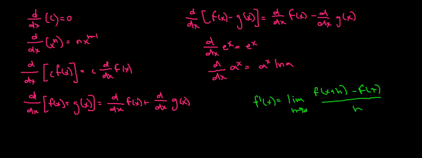And here are a couple other simple rules. If I have a constant times a function, the constant can be dragged out in front of the derivative, and then I take the derivative of the base function. So if I had 2x squared, I can drag the 2 out, and then I take my derivative of the x squared.